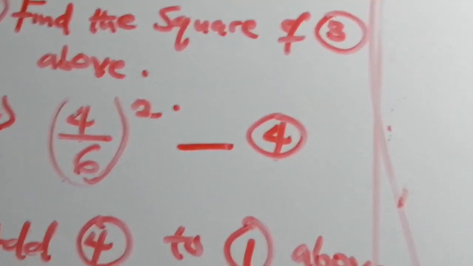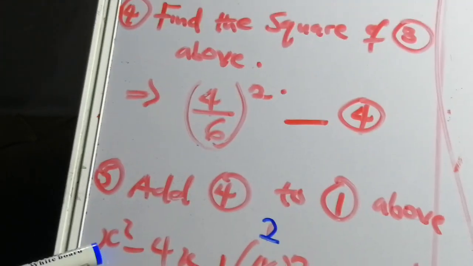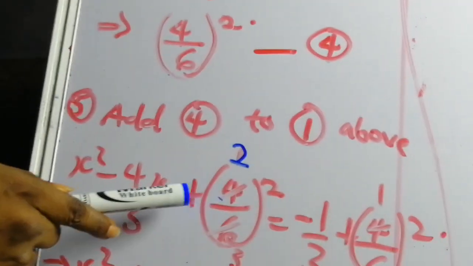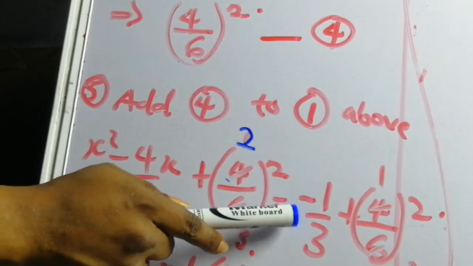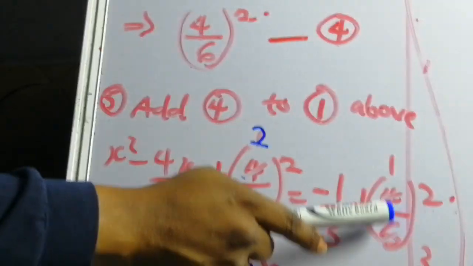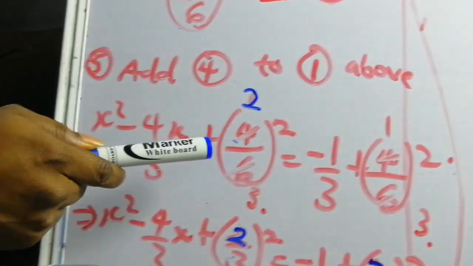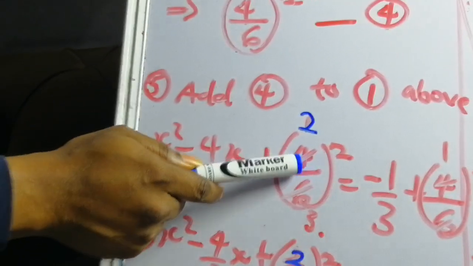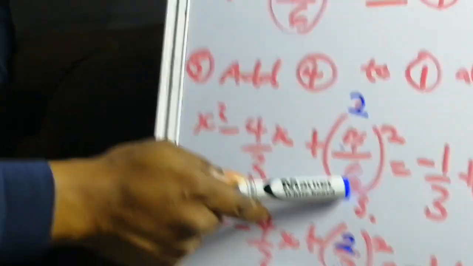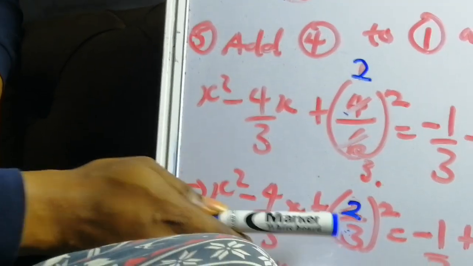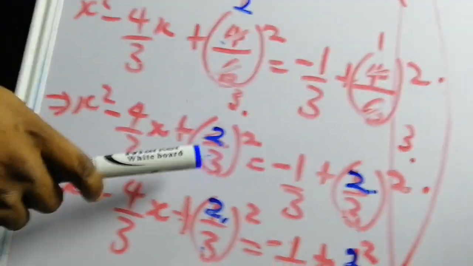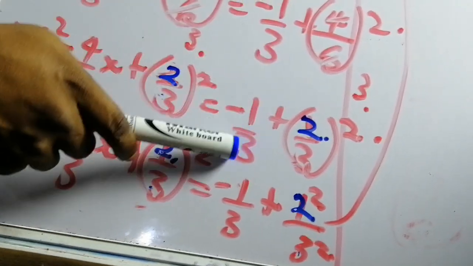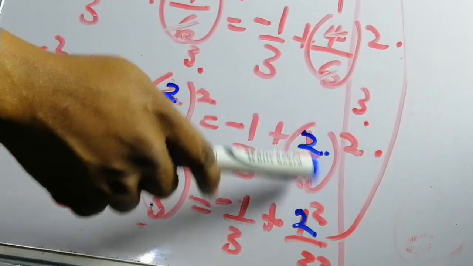It's just like chin chin and pure water. So if I do that, that is x squared minus 4 over 3x plus, I'm adding 4 over 6 all squared, equals minus 1 over 3 plus 4 over 6 all squared. So if you look at this now, 2 here, 1, 2 here, 3. So instead of writing 4 over 6, you write 2 over 3. So when I write the equation, that implies x squared minus 4 over 3x plus 2 over 3 all squared equals minus 1 over 3 plus 2 over 3 all squared.